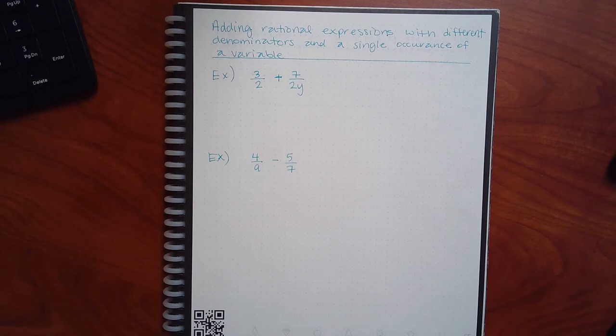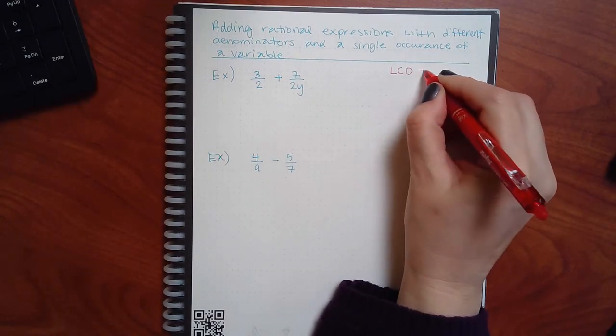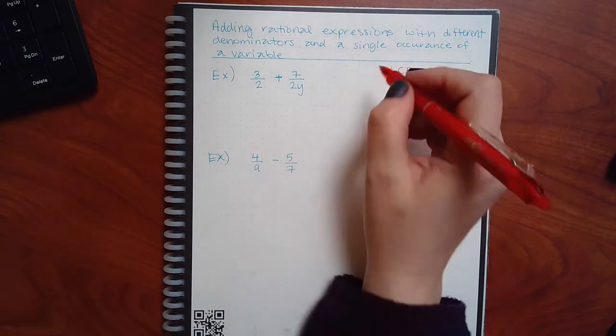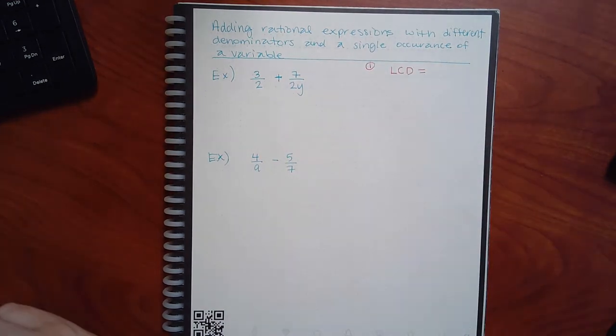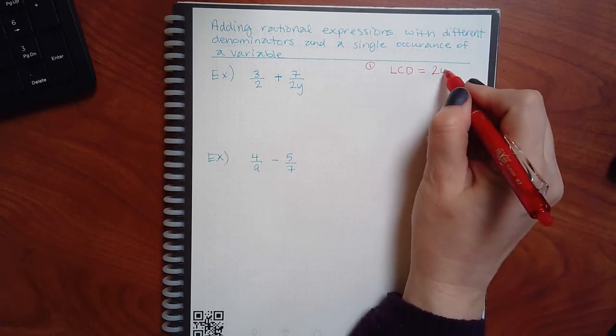Now notice they don't have the common denominator, right? So we have to figure out what the common denominator is first before we can continue. The first thing you want to do is figure out what the LCD is, from the bottom. It should be 2 for the number, and then Y. And you have to also include all the letters.